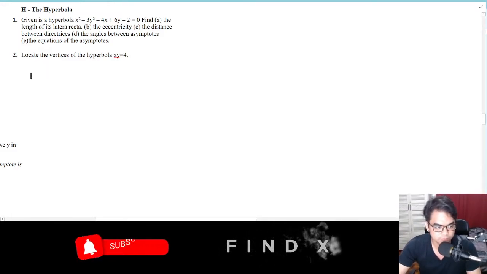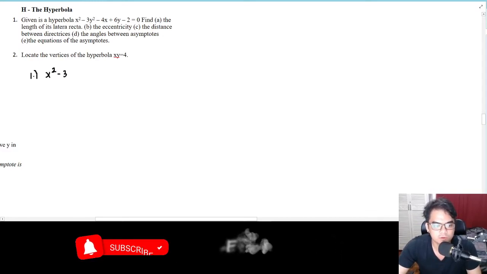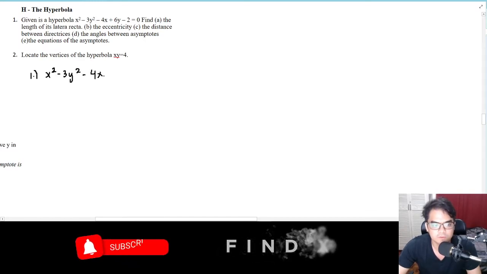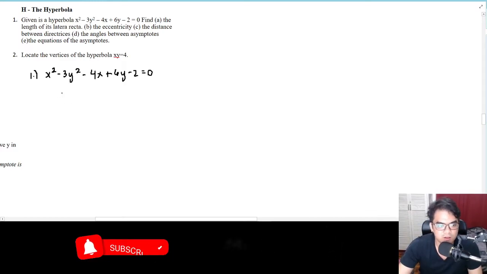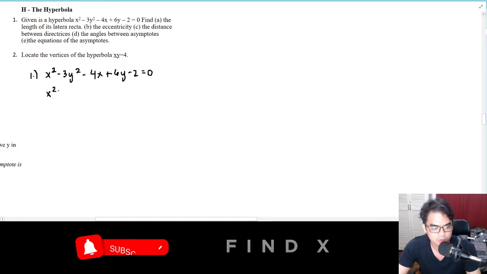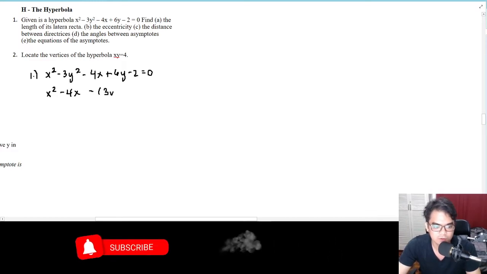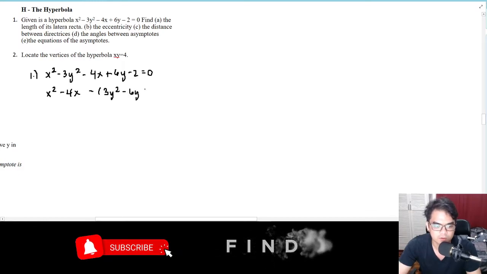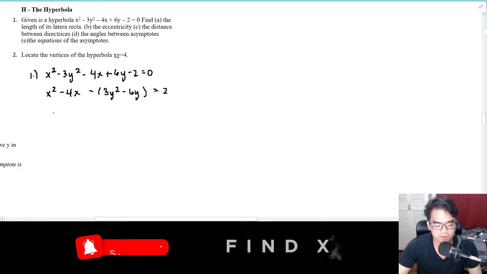Okay, so for number one, we are given a hyperbola of x squared minus 3y squared minus 4x plus 6y minus 2 equal to 0. So find the length of its latera recta. So again, we have to reduce this into its standard form. So what will happen here is, x squared minus 4x, right? And then minus, I will factor out the negative. So you will have your 3y squared minus 6y. Okay? And then the negative 2 will be transposed on the other side.